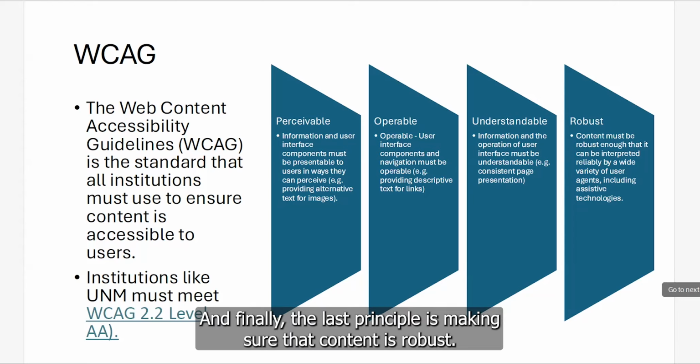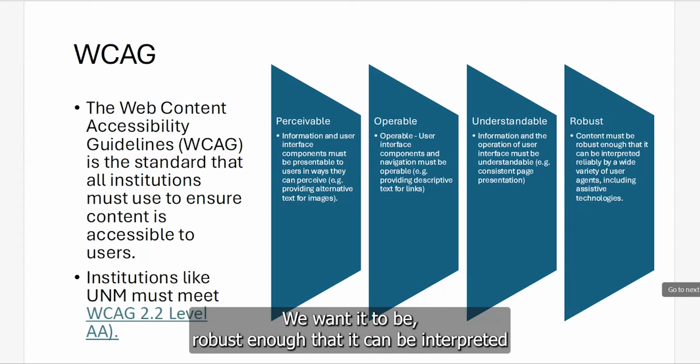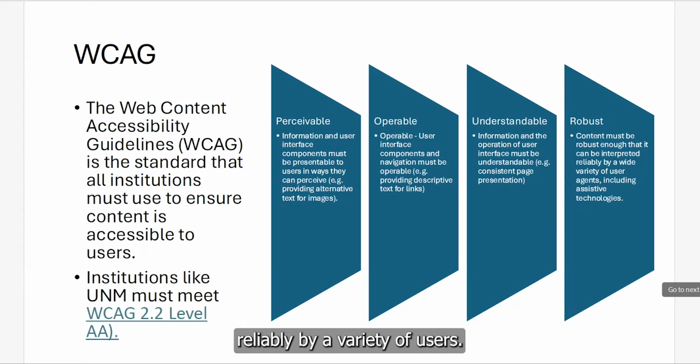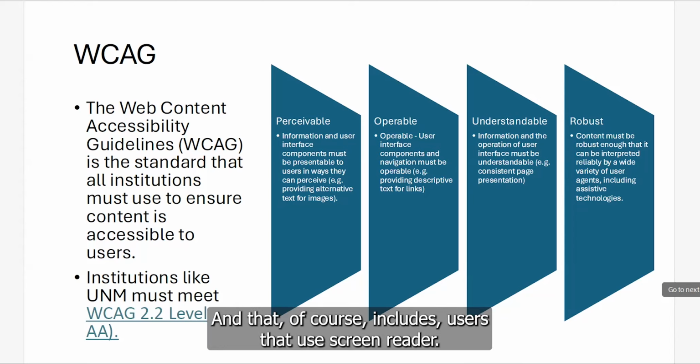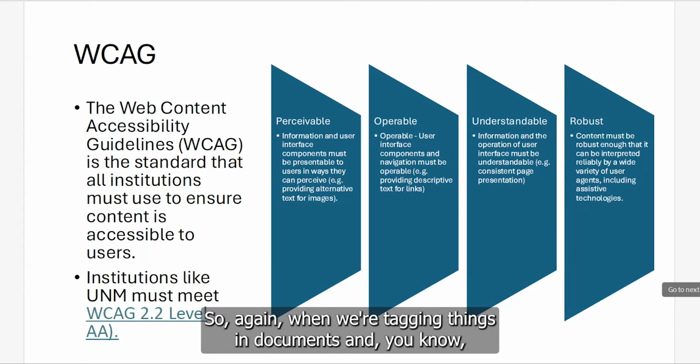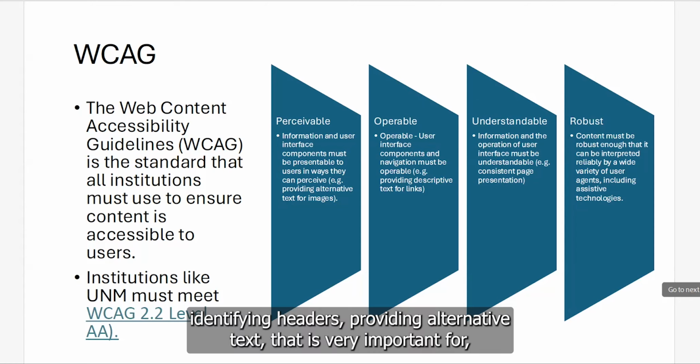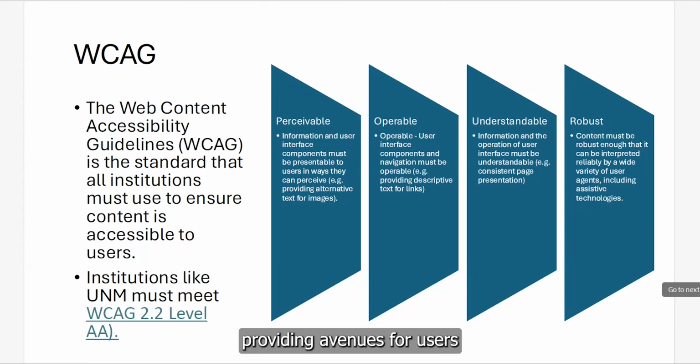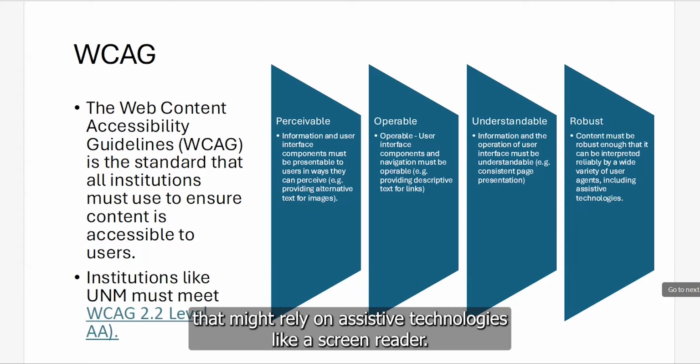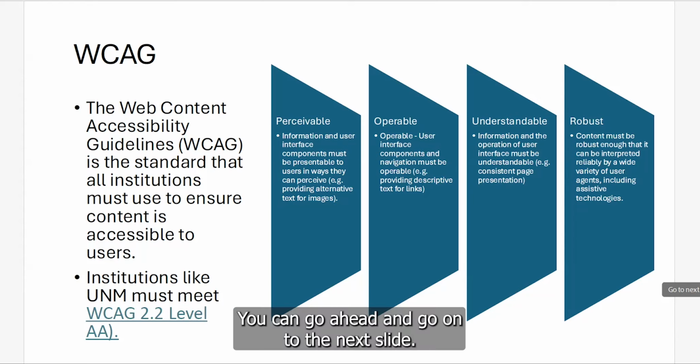And finally, the last principle is making sure that content is robust. We want it to be robust enough that it can be interpreted reliably by a variety of users. And that, of course, includes users that use screen readers. So again, when we're tagging things in documents and identifying headers, providing alternative text, that is very important for providing avenues for users that might rely on assistive technologies like a screen reader. You can go ahead and go on to the next slide.